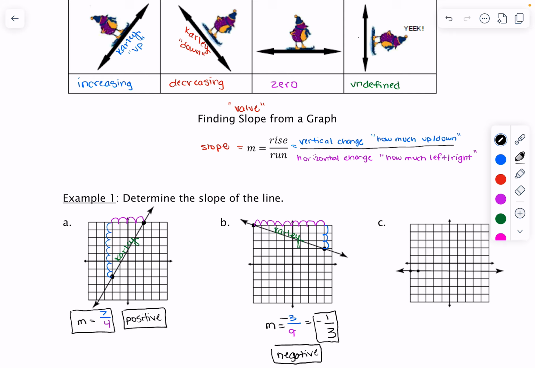Okay. This last one's a little bit hard to see, but the line here is going straight across, left to right. When we have a line that is horizontal and going straight left to right, that just has a slope of 0. So we can just say m equals 0 and be done. We can't find a rise over a run because we're not going up, we're not going over. It's just a flat horizontal line. That is a slope of 0.